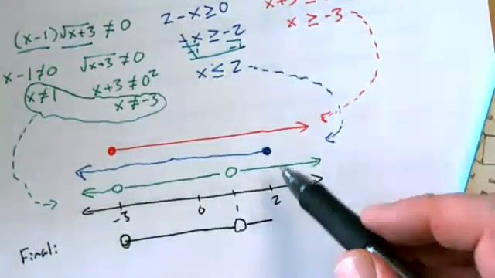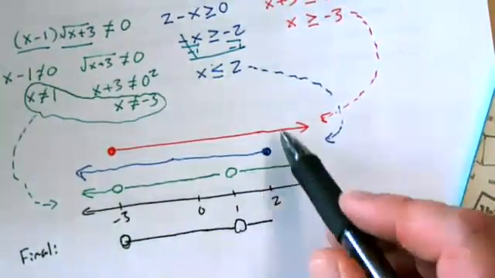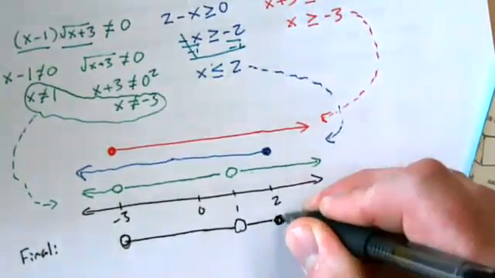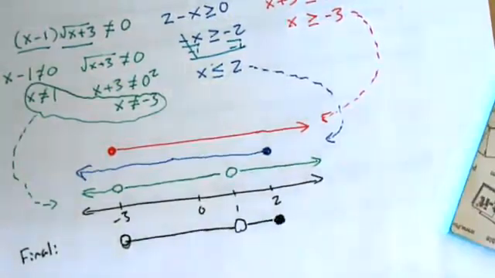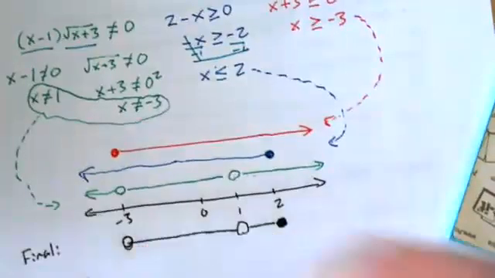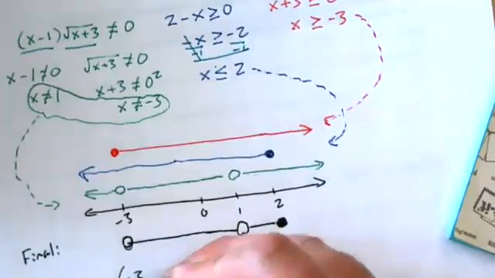All three of them are at 2. Yep, I've got line there, I've got line there, and I've got solid dot there. So all three of them are there. So that's going to be a closed dot. And past 2? No, we don't have the middle one past 2. So that's going to be my final domain. We write domain, we write it out in interval notation, and we're done.